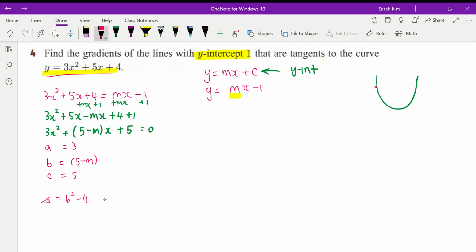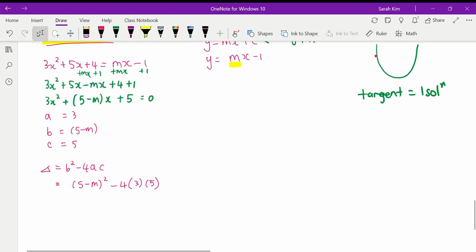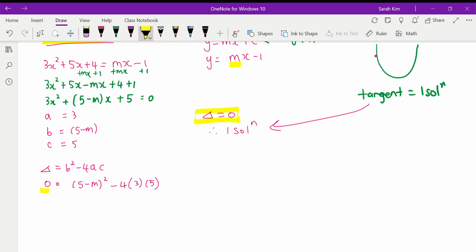B squared take 4ac, because again, tangents, we found that word tangent meaning one solution. We'll use that fact in a second. So b squared is 5 take m squared, take 4 lots of 3 lots of 5. So this equals 0, because we know that when the discriminant equals 0, there's one solution. So using the tangent idea, we want this to be 0.